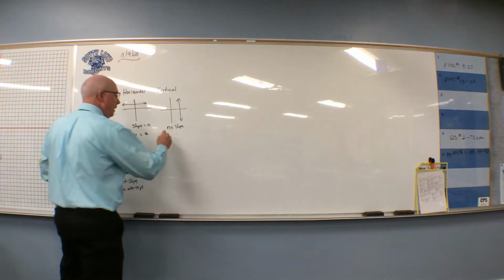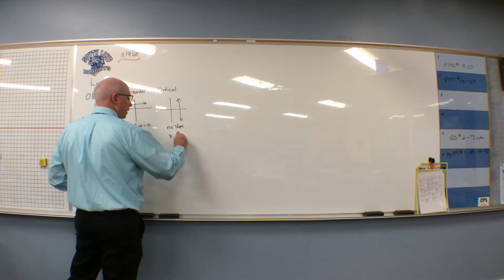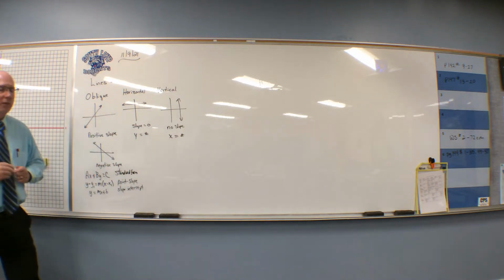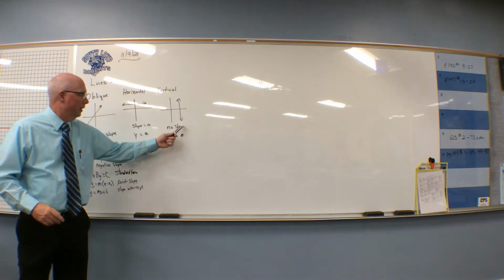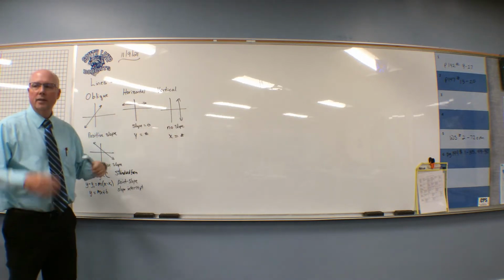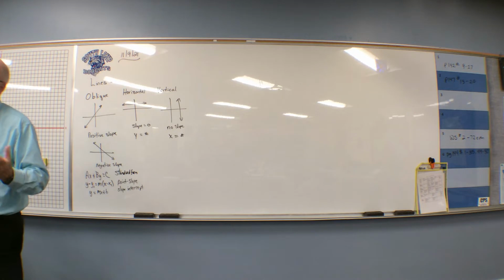And this one then would be x equals some number. x equals 4, x equals 5, so this might be x equals 3 because it's over here at 3. This might be y equals 1 because it's up at 1. You see what I'm saying? All right, you remember all that?